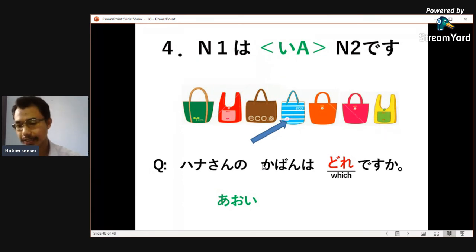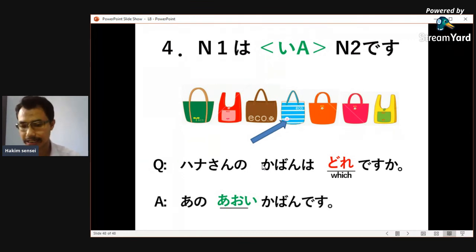These are considered adjectives, so you can use the same method as what we discussed about adjectives before. Ano aoi kaban desu. You can see after the adjective is the noun here, so you don't need to change anything.